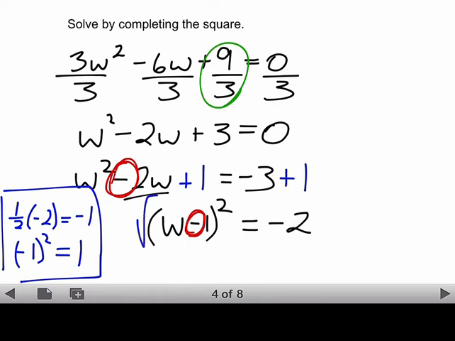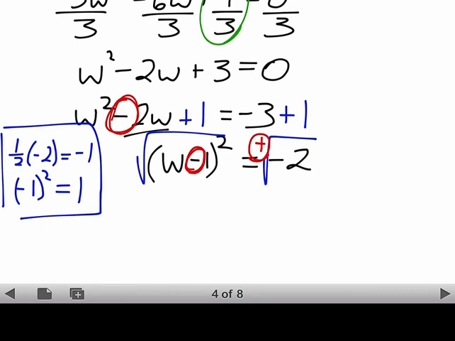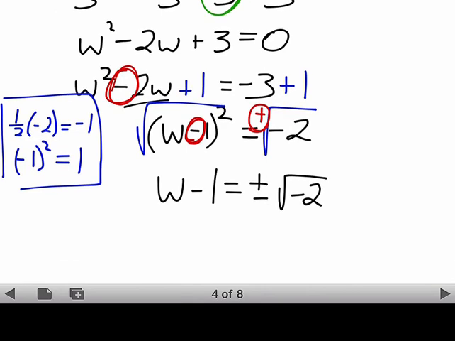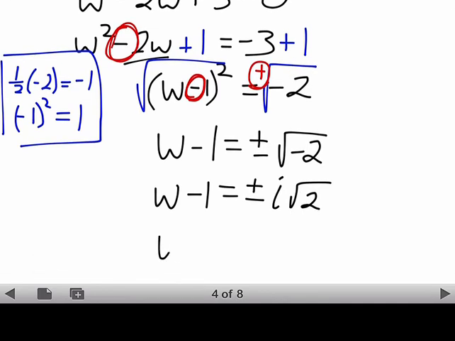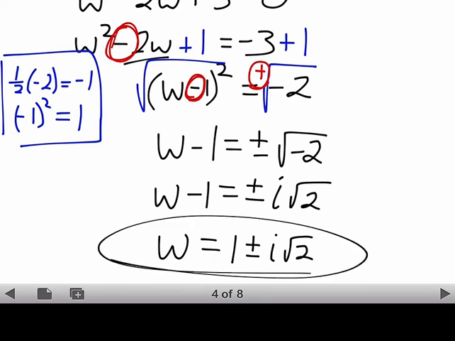Well, we're going to square root both sides of this thing, which means we're going to throw in a plus or minus because that's what happens whenever we square root both sides of an equation. So I have w minus 1 is equal to plus or minus the square root of negative 2. Since I have a negative inside of a radical, that's going to turn out to be an imaginary number. So w minus 1 is equal to plus or minus i times the square root of 2. Adding 1 to both sides will give me w is equal to 1 plus or minus i times the square root of 2 as the solutions to this equation.